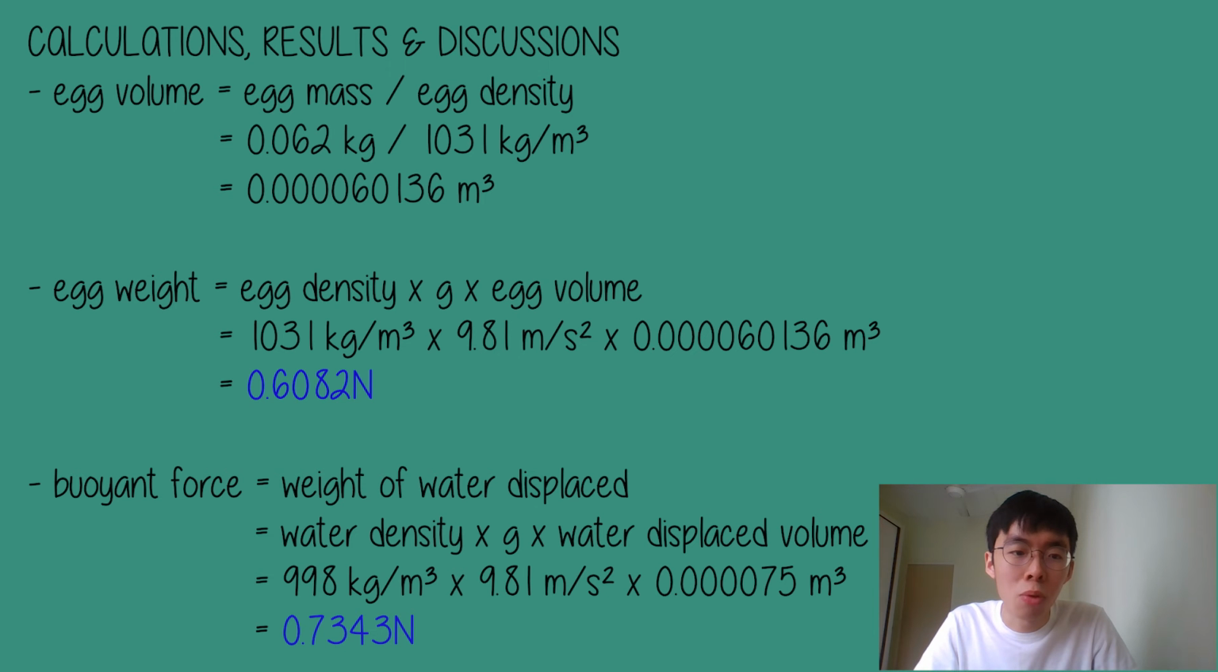The buoyant force is actually equal to the weight of water displaced, which holds the formula of density of water times g times volume of water displaced. This gives us a buoyant force of 0.7343 Newton.